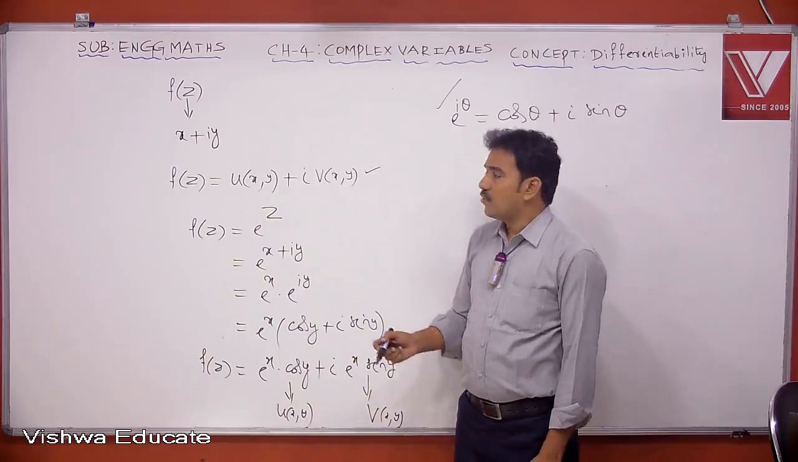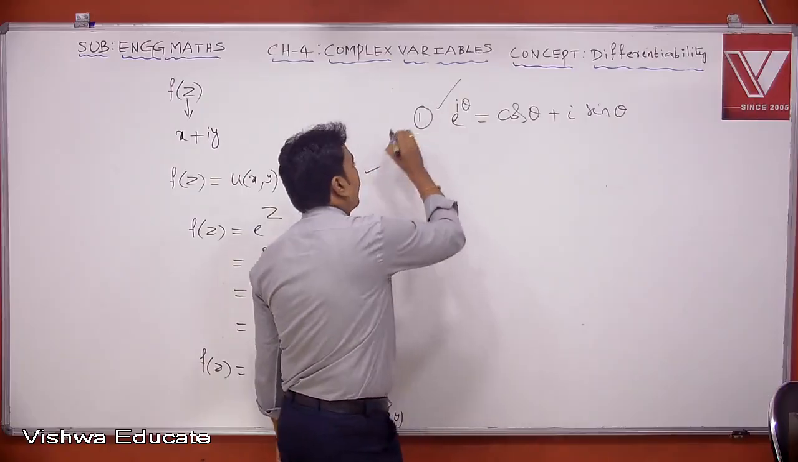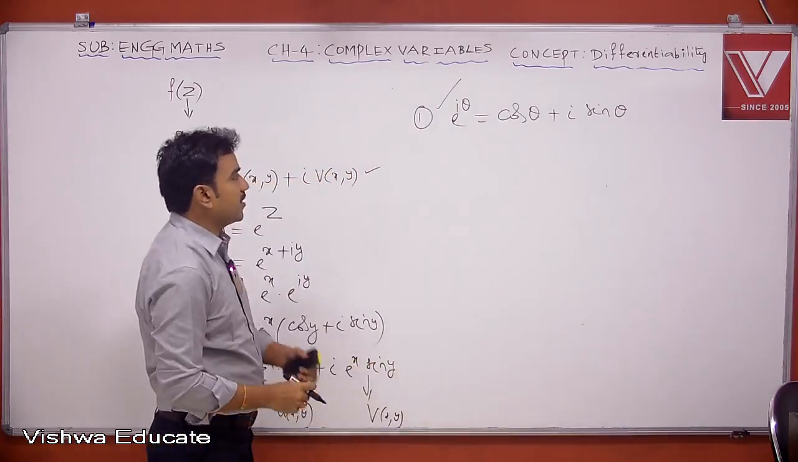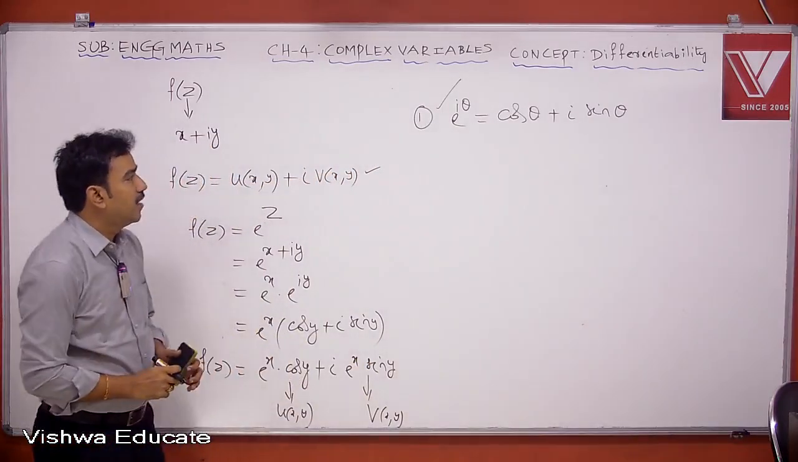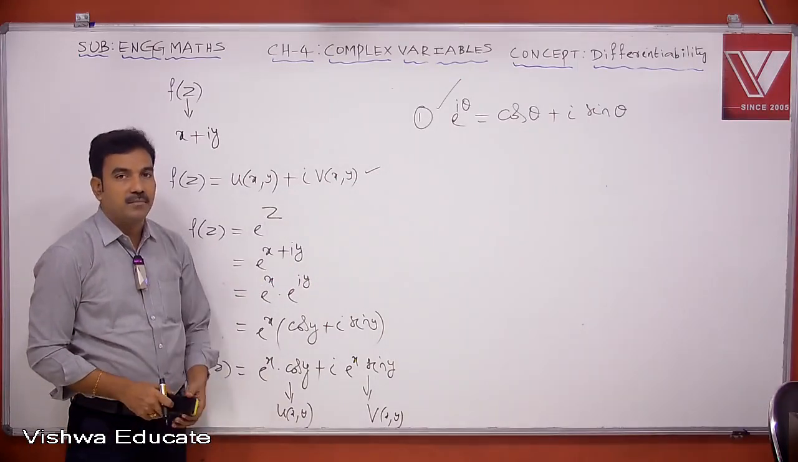So first note this point. E power I theta equal to cos theta plus I sin theta.